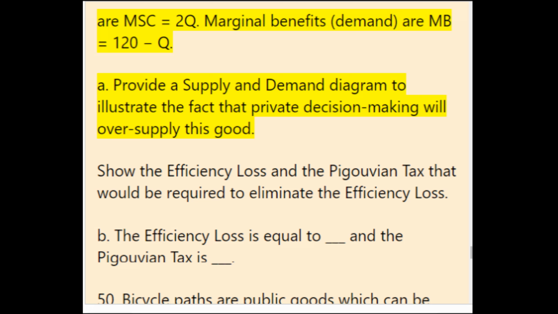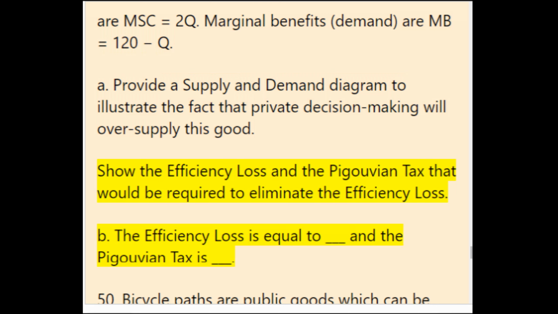A. Provide a supply and demand diagram to illustrate the fact that private decision-making will oversupply this good. Show the efficiency loss and the Pigouvian tax that would be required to eliminate the efficiency loss. B. The efficiency loss is equal to ___ and the Pigouvian tax is ___.